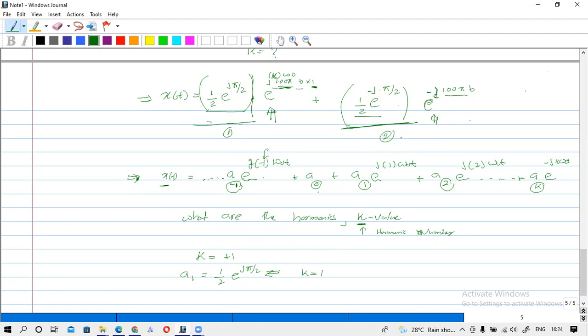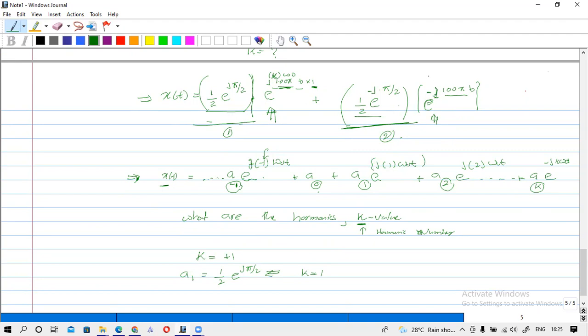It will be the coefficients. So this will be our exponential terms like this. Now we want to find the k value here. So we can write the k value like this: e to the power j k omega naught t.